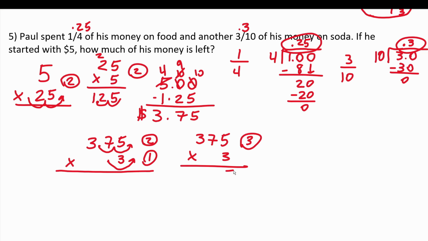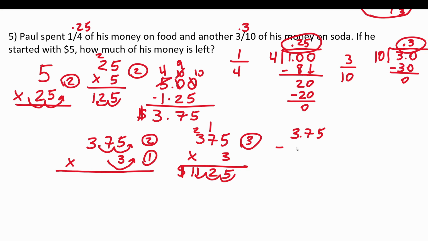So 5 times 3 is 15, drop down a 5 and carry a 1. 7 times 3 is 21, add 1, 22, drop down a 2, carry a 2. 3 times 3 is 9, 10, 11. Bring our 3 decimals back in, 1, 2, 3. So we can see that 3/10 of 3.75 is $1.125.